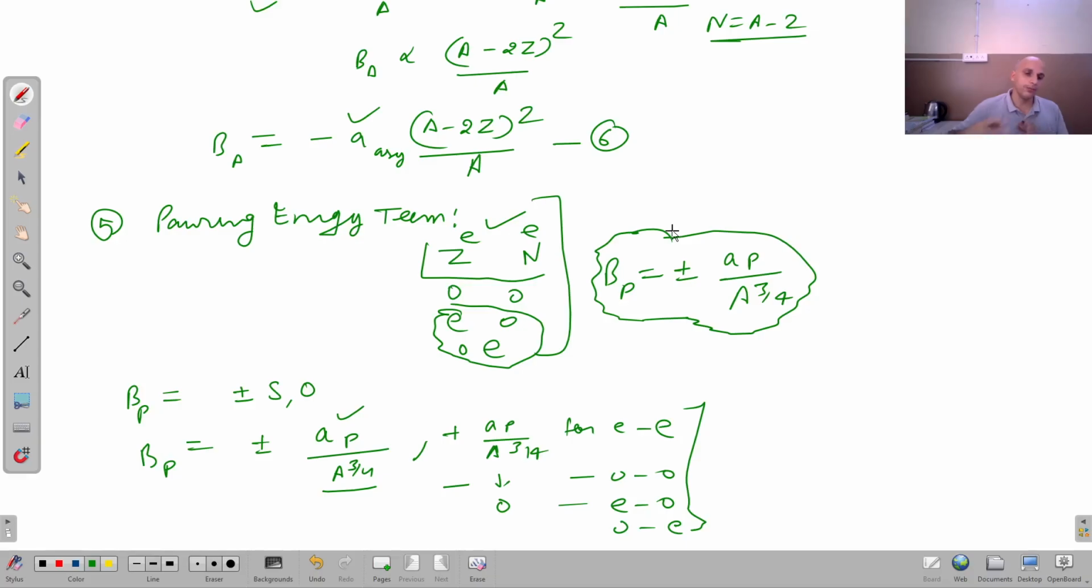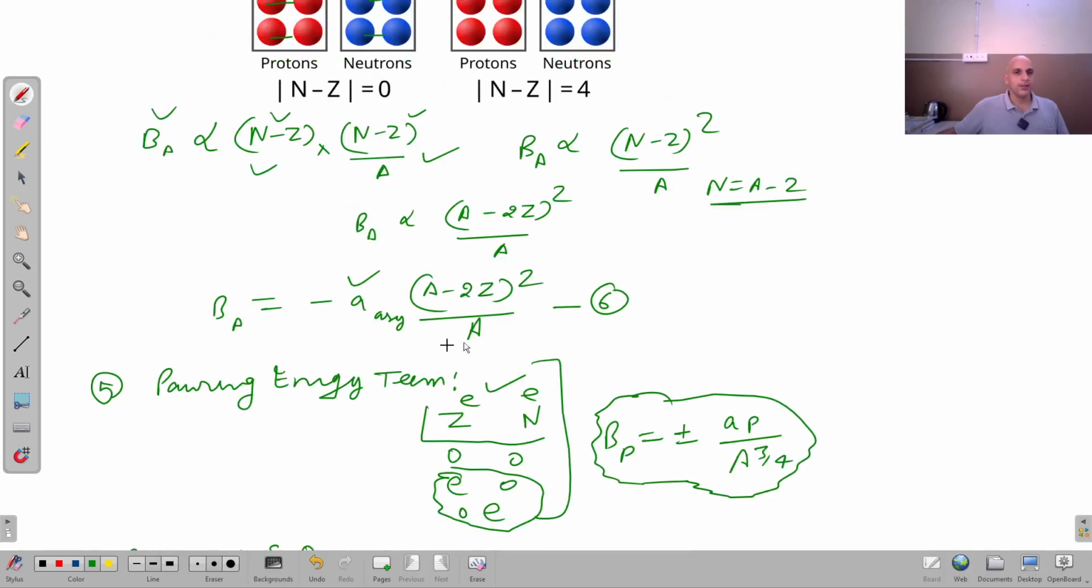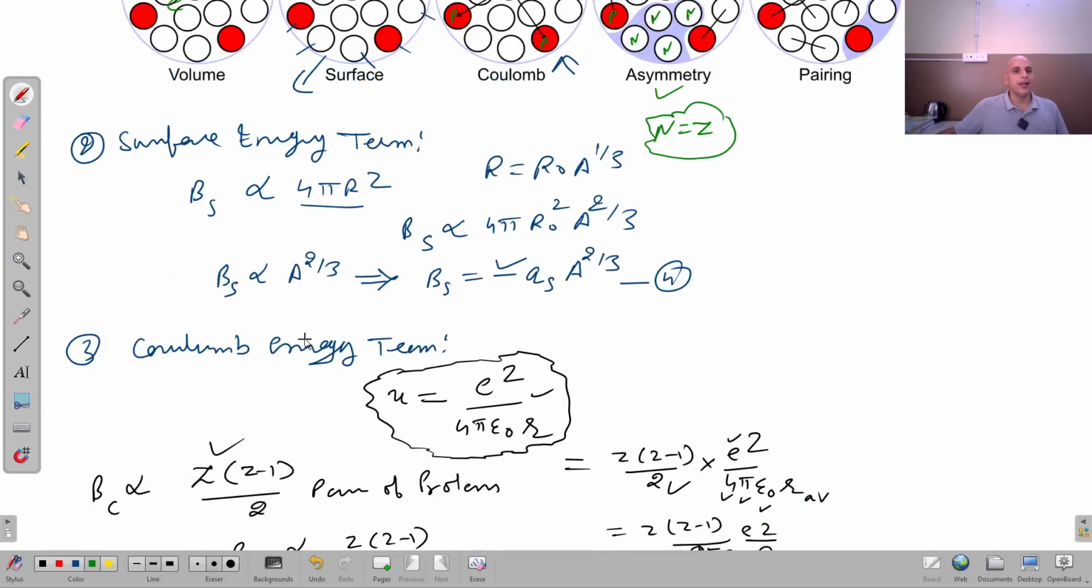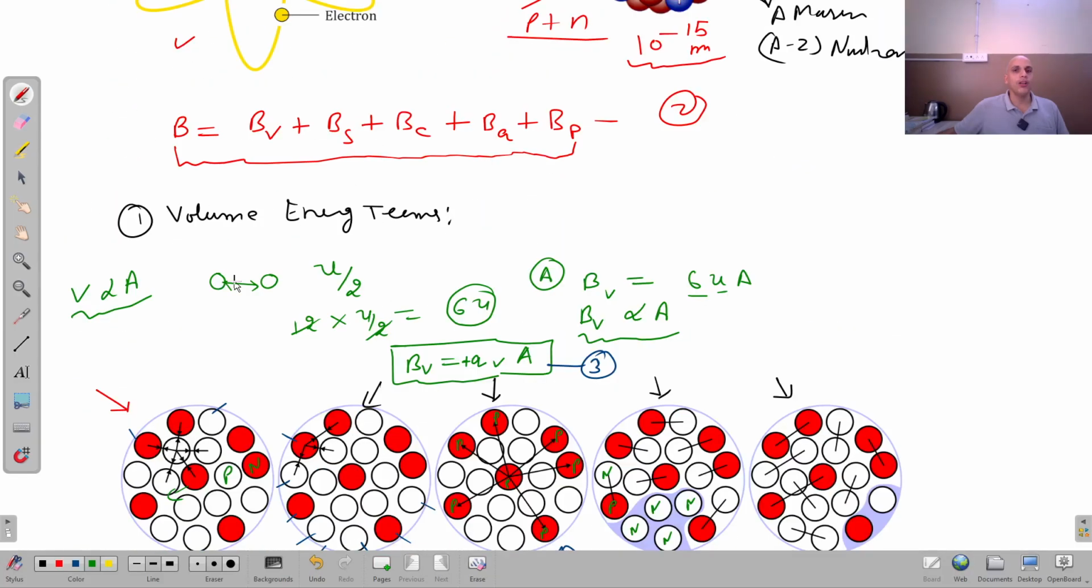I told you that this term has been taken directly from the experimentally observed facts, and the dependence on A power 3 by 4 is also taken directly. I told you in the beginning that some facts and some terms in this formula are taken from experimentally observed facts, and some terms are theoretical predictions. Now I have all 5 terms: the pairing energy term, asymmetry energy term, Coulomb energy term, surface energy term, and volume energy term.